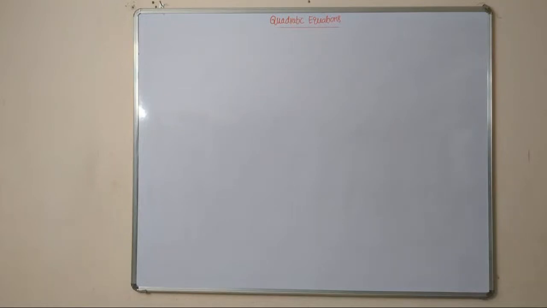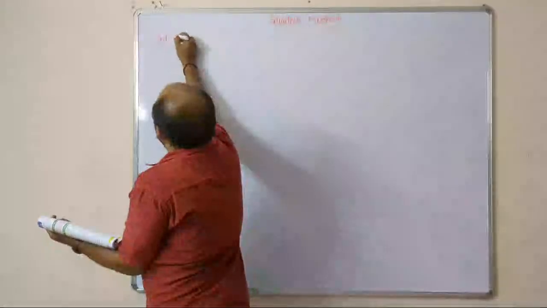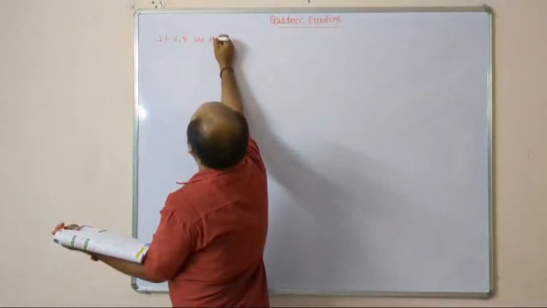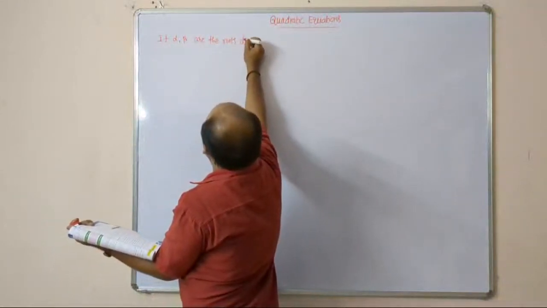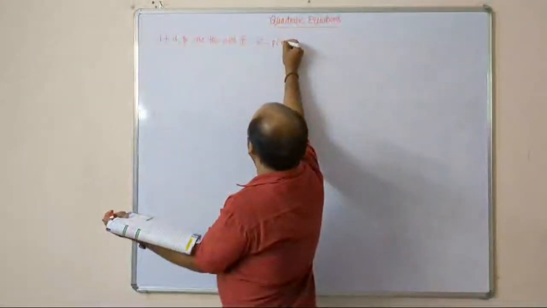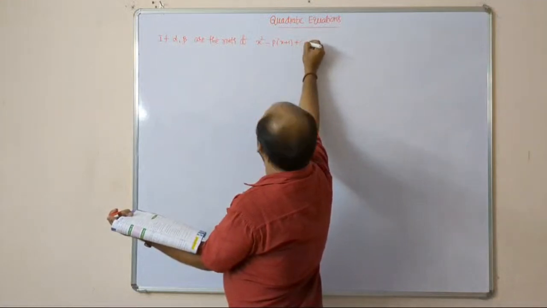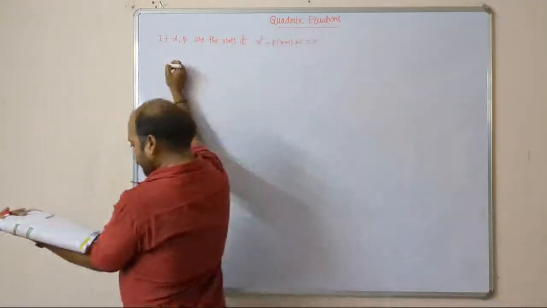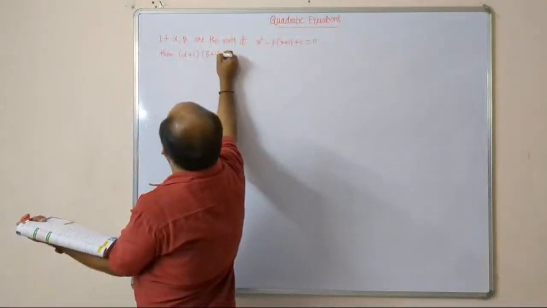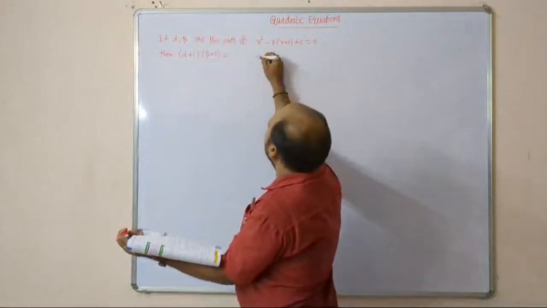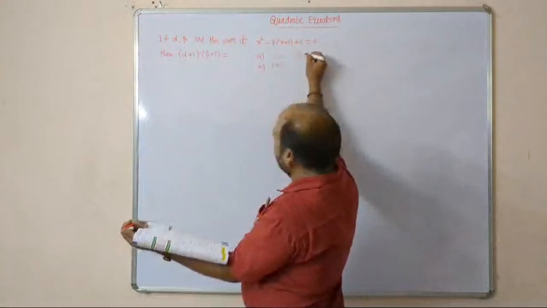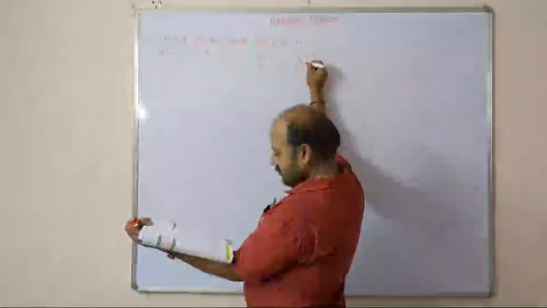Next question. If alpha, beta are the roots of x square minus p into x plus 1 plus c equal to 0, then alpha plus 1 into beta plus 1 is equal to. Options are provided: 1 minus c, 1 plus c, c minus 1, only c.